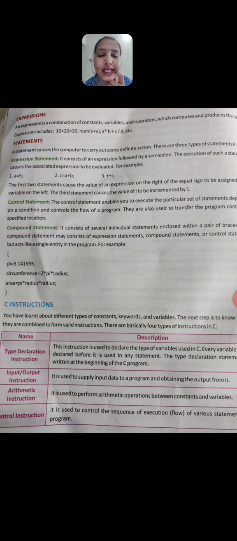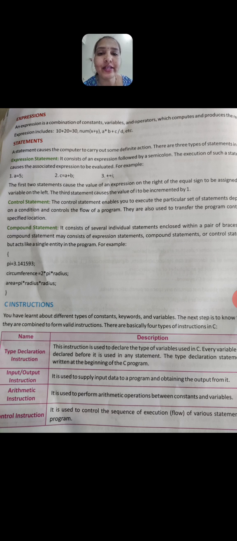Then we can move to the next topic, statements. A statement causes the computer to carry out some definite actions. To execute definite actions, we use statements. There are three types of statements: expression statements, control statements and compound statements. We can see these one by one.